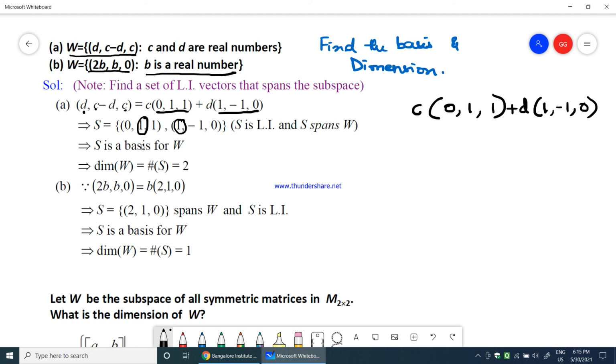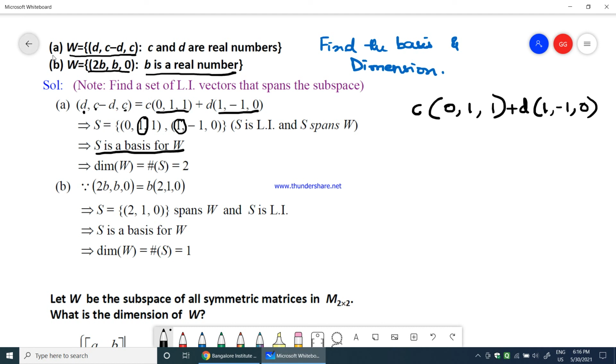So we can say they both are pivots, and all elements are not 0 in both the vectors. Therefore we can say that both are linearly independent, and we can also say that it spans W. Whatever the S vectors that we have got, they span this subspace W. So I can say it is linearly independent and it spans W. Therefore I can say S is the basis for W.